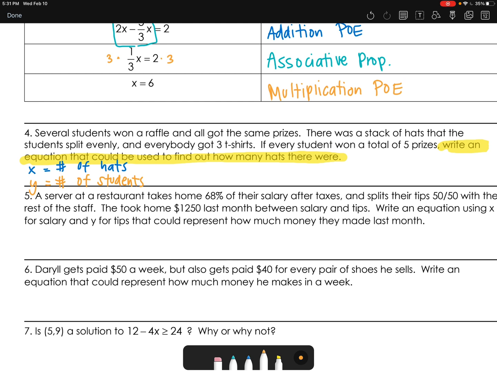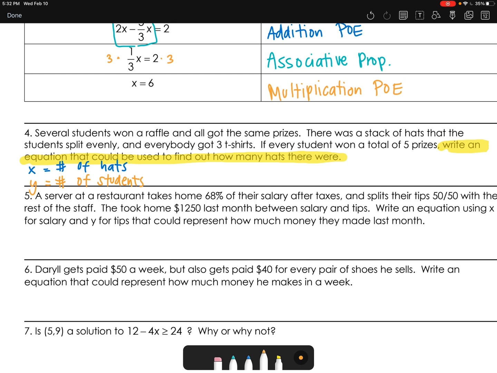So several students won a raffle, all got the same prizes. There was a stack of hats that the students split evenly, and everybody got 3 t-shirts. If every student won a total of 5 prizes. Okay, yes. Okay, sorry guys, taking a second to reread through this. So the number of hats were split evenly amongst the students, right? And every student got 5 prizes. And everybody also got 3 t-shirts.